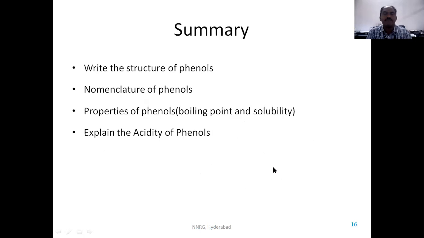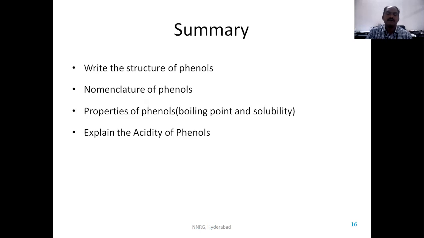In summary, what we have discussed is the structure of phenols, the nomenclature of phenols, and the properties, boiling point. Why is the boiling point of phenols more? Because they form hydrogen bonding, and solubility increases through hydrogen bonding. Phenols are more acidic than aliphatic alcohols, because in phenols there is a delocalization of electrons, resonance takes place, whereas in alcohols and alkoxide ions, there is no delocalization of electrons. That is the reason phenols are more acidic than alcohols, but less acidic than carboxylic acids.